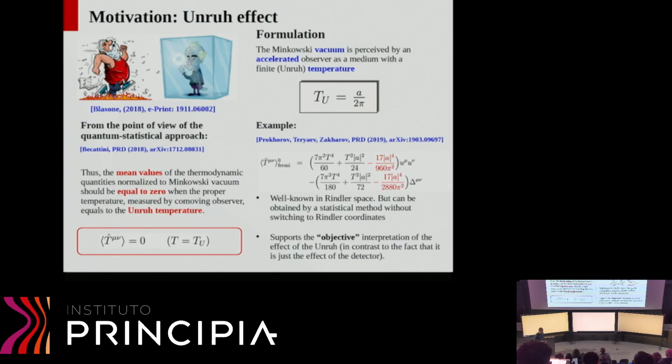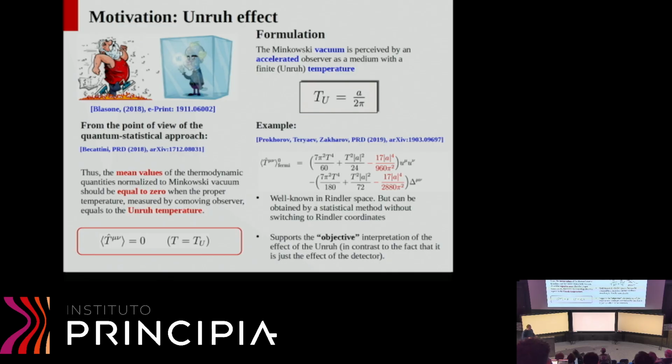And there is an interesting effect, well known for many years, related to acceleration. By the equivalence principle, it can be shown, for example, that there is a partner effect of the Hawking effect in the accelerated frame. It is the so-called Unruh effect. The essence of this effect is that the Minkowski vacuum is perceived by an accelerated observer as a medium with the Unruh temperature, which depends on acceleration.